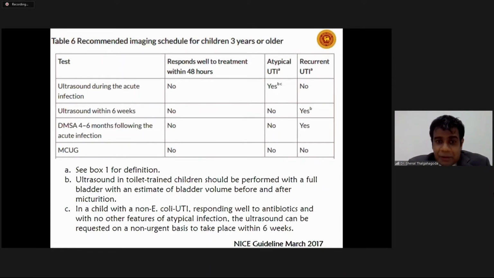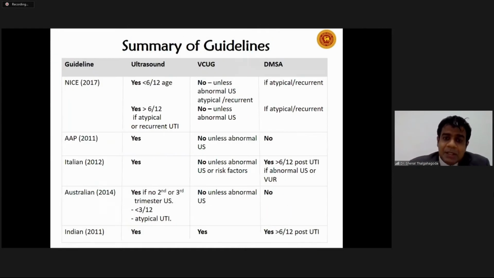For children older than 3 years, again, the NICE guideline, if the infection is typical, the NICE guideline does not recommend any investigations. We in our SLCP guideline have recommended a non-urgent ultrasound scan. Atypical infections over 3 years of age, they require only an urgent ultrasound scan, so no DMSA and MCUG, unless, of course, the child has abnormalities on ultrasound scan. For recurrent UTI, you do a non-urgent ultrasound scan and a DMSA, no MCUG unless there are gross abnormalities on ultrasound scan. So the investigations have been cut down quite remarkably.